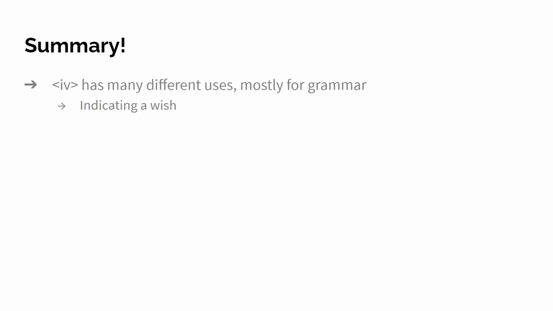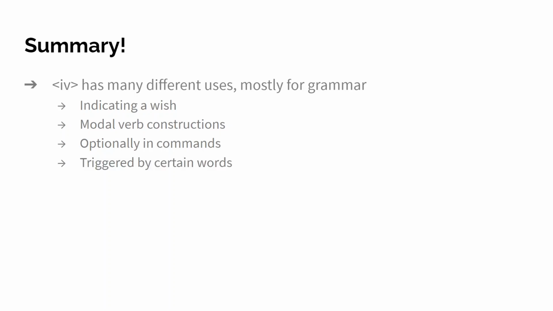So, let's have a small summary before we finish this lesson. If has many different uses, mostly for grammar. It can indicate a wish. It can be used in modal verb constructions like I want to eat. It can optionally be used in commands like eat. And it's triggered by certain words like fte, fteke, tsne, fto, sun, zel, nisilpey, nirangal.